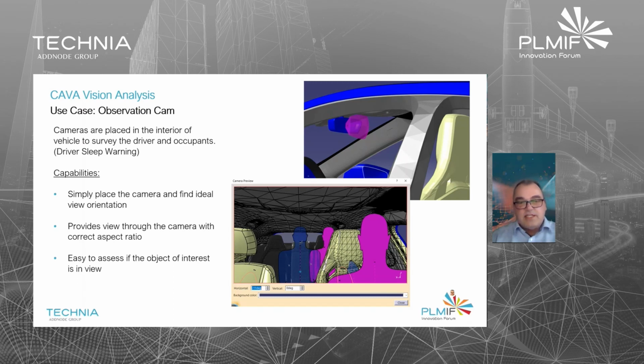And here the challenge to the automotive engineer is to place the camera exactly, and it's not easy to get the view right. So with CAVA, this is a few clicks. You just place the cameras, can rotate it. You have a view, like a view on the mirror, on the monitor, and you can easily rotate it and get out the best placement and direction for your camera system.